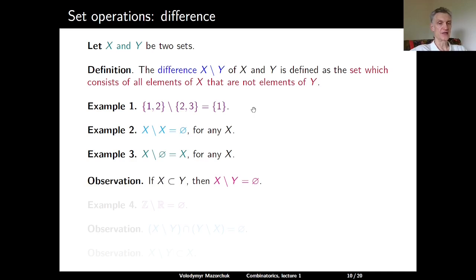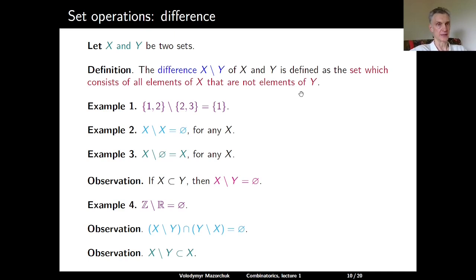Let us observe that if X is a subset of Y, then X minus Y is equal to the empty set. So for example, if we take all integers and throw from the set all real numbers, the outcome will be the empty set. Let us note that the intersection between X minus Y and Y minus X is the empty set. And of course, X minus Y is a subset of X.